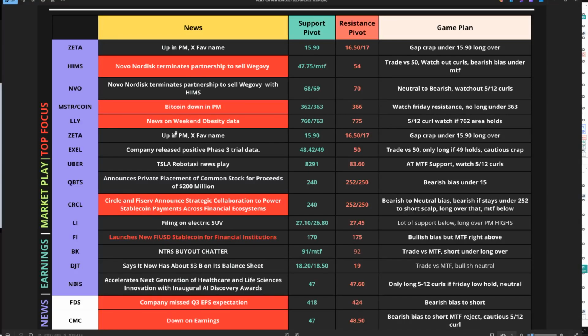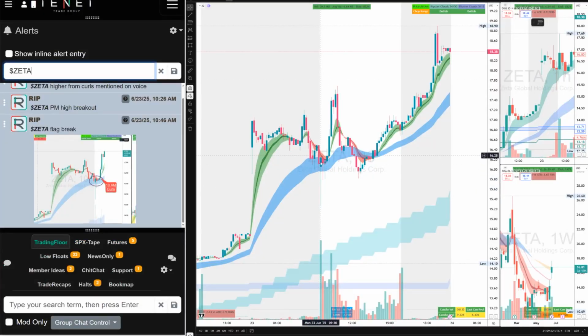Getting chatter on X, gap and crap under 1590, long over. So you see that it was gapping and crapping. I saw the curl I mentioned on the voice. You could long here 1630, 1620, put your stops at 1600 or 1590, and you take it all the way up to 1760. And then ZETA gave another curl.